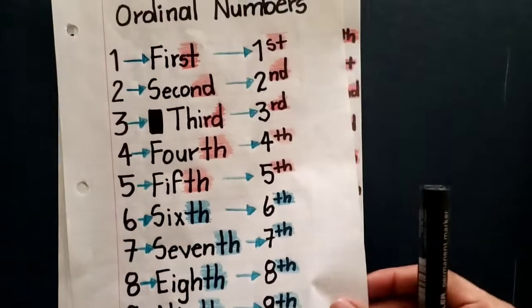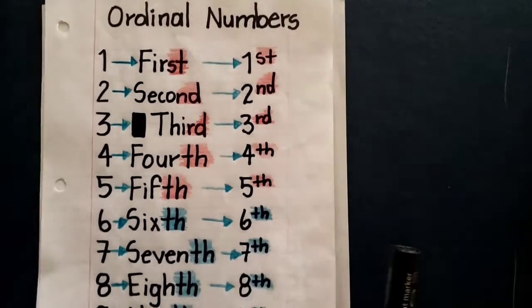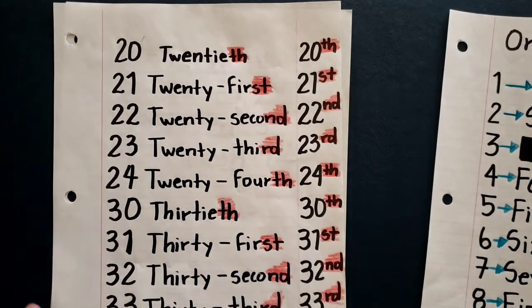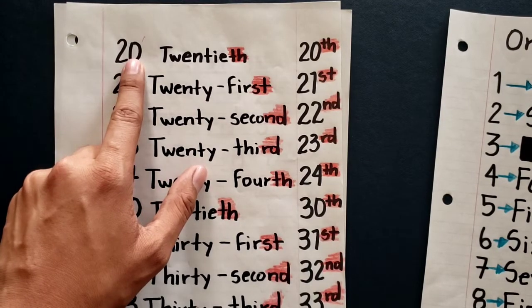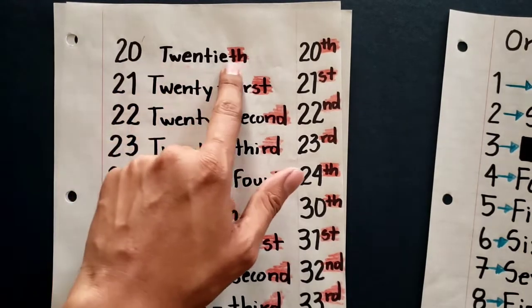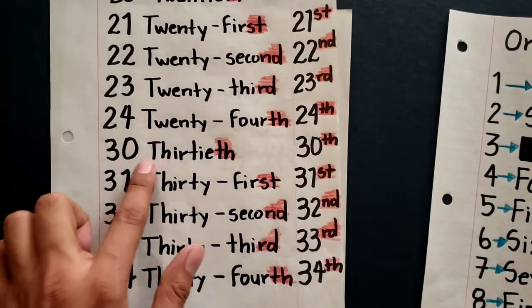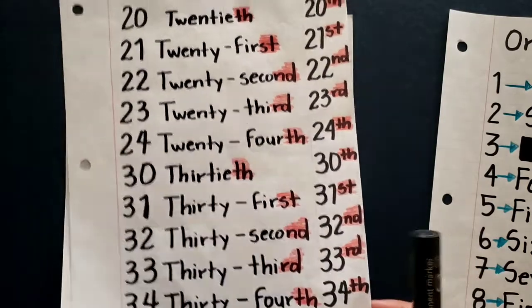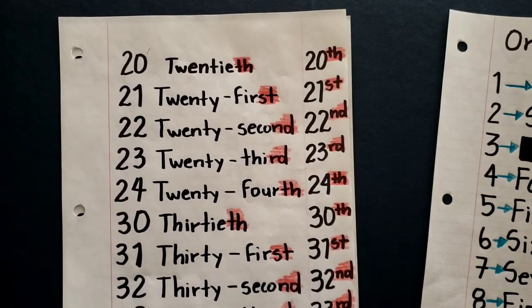When we write numbers larger than 20, we need to follow some rules. I'm going to explain the rules now. Look at the number 20 that I have here: 20th, the number 30, 30th, the number 40, 40th, number 50, 50th, and so on. I'm going to send you a table to the WhatsApp group so you can look at the rest of the numbers.